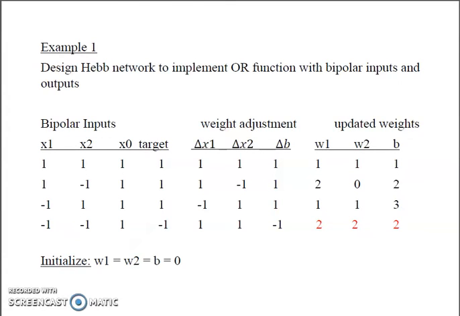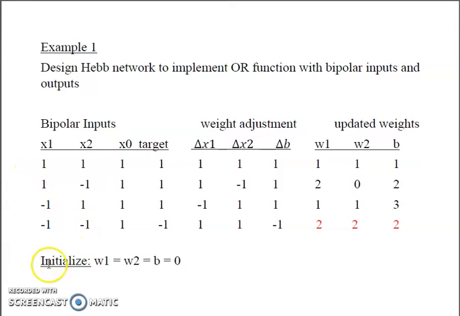Now we'll see an example of how we are going to create a Hebbian network to implement the OR function with bipolar inputs and outputs. So we have the OR gate with x1 and x2 values. Along with this we have one input related to the bias value, that is x0, which is always set to 1. And we have the target value associated with every input given to the OR gate. Now what we have to do is calculate the weight adjustment and find the updated weights for every set of input vectors.